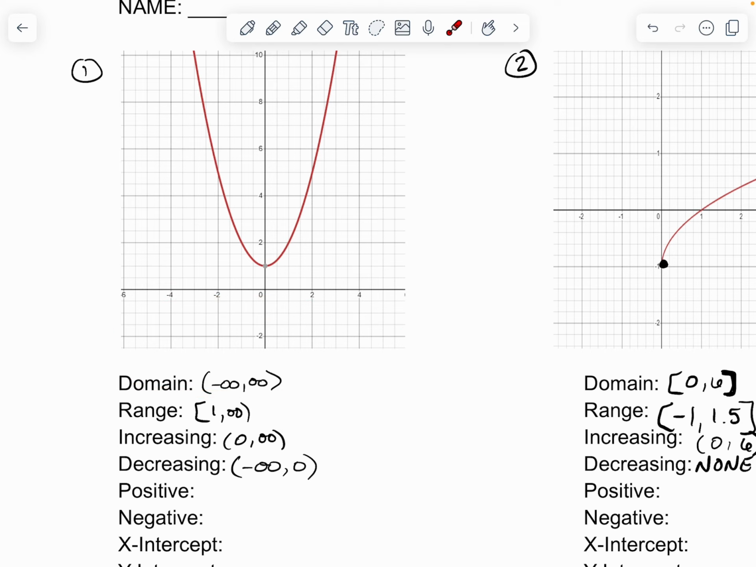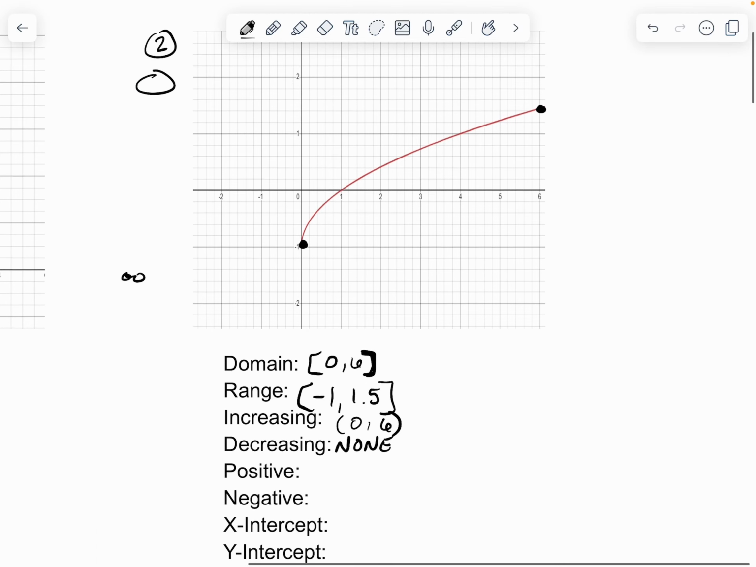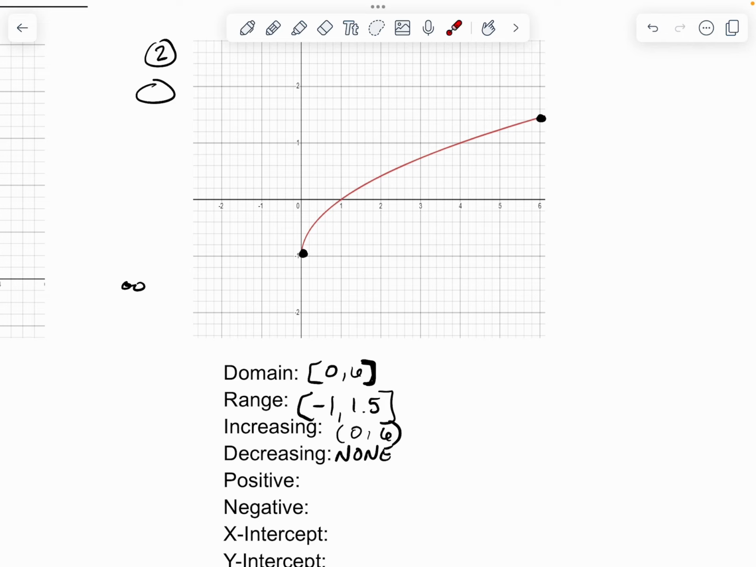Well, this graph is always above the x-axis, right? It never comes down here below the x-axis. So the intervals when this is positive, like at negative infinity, you're going to have some value up here on your graph. At positive infinity, you're going to have some value up here on your graph. So it's always above the x-axis. So this is from negative infinity to positive infinity. And there are none for this one that are in the negative range. Okay, let's look at number 2.